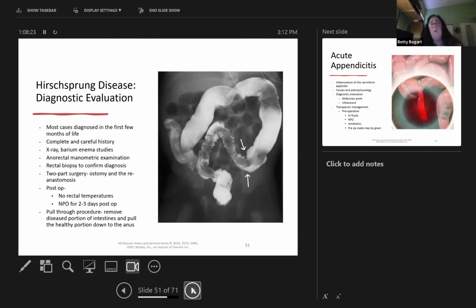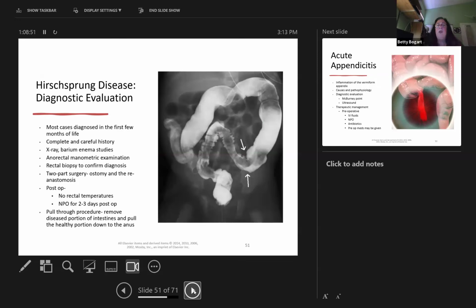So we usually find these at birth, sometimes later on when there's periods of constipation. They think constipation is just that, this being obstructed. So usually we will see it at birth, no stool. And of course, we'll do an x-ray, a barium enema. We'll do a rectal biopsy. We want to see if there's nerves in the cells there.